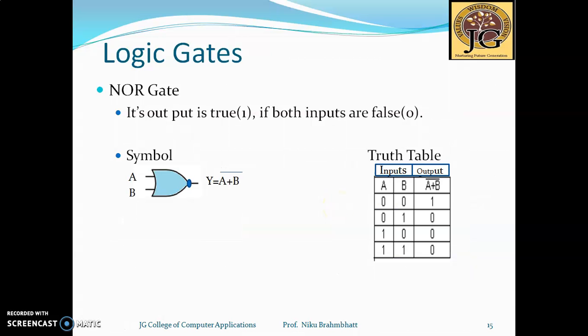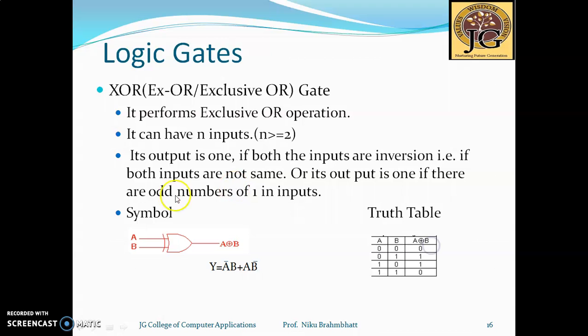Next gate is the NOR gate. It says that its output is true if both inputs are false. Here is the symbol, the two input NOR gate symbol. A and B are two inputs, and then the Boolean expression is y is equal to (A plus B) bar. In the truth table, A and B are inputs, (A plus B) bar is output, and make the combinations as we discussed. Then we need to put 1 if both inputs are false. So here both inputs are false, make 1, and in other rows make 0. So this is the logic gate.